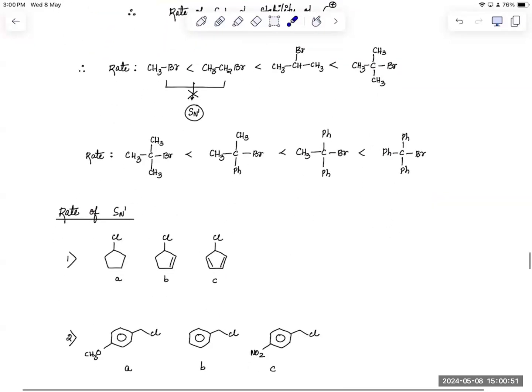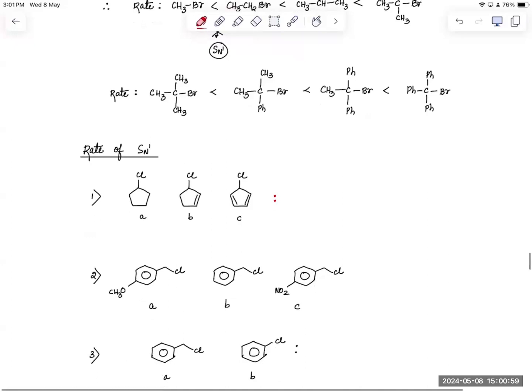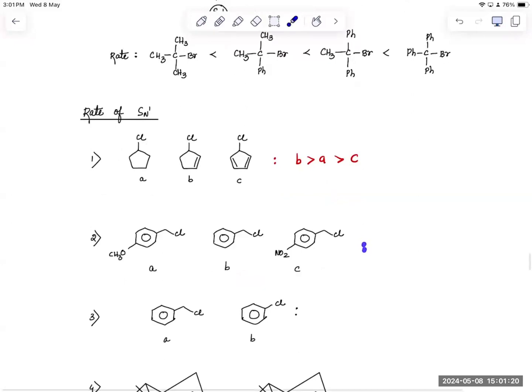And the rate of SN1, if you notice. If you compare A, B, C here, what will be the rate of SN1, everybody? You just need to check out the stable carbocation. B is a stable carbocation, allyl. A does not have any carbocation. C is an anti-aromatic carbocation. You can see if you remove this, you will get positive charge. It is an anti-aromatic carbocation. So the rate of SN1 will be B, A, and C. Clear? Check out the second one.